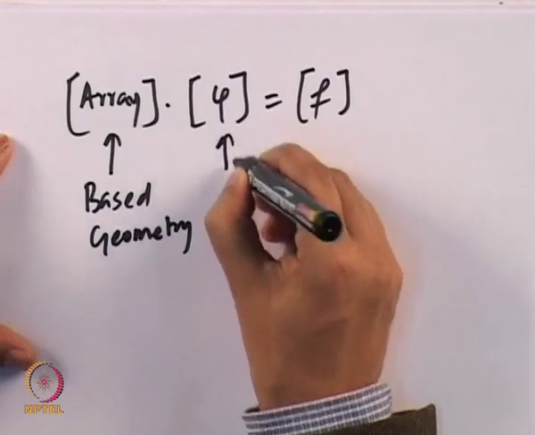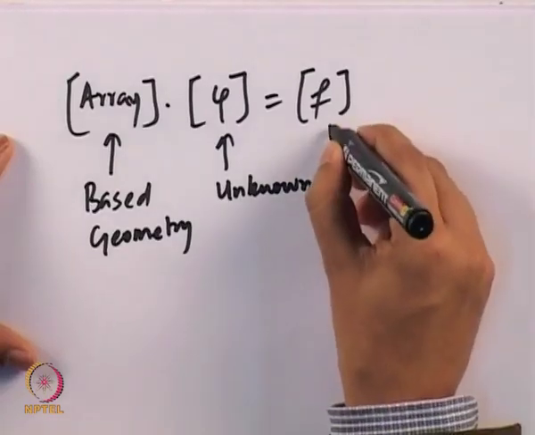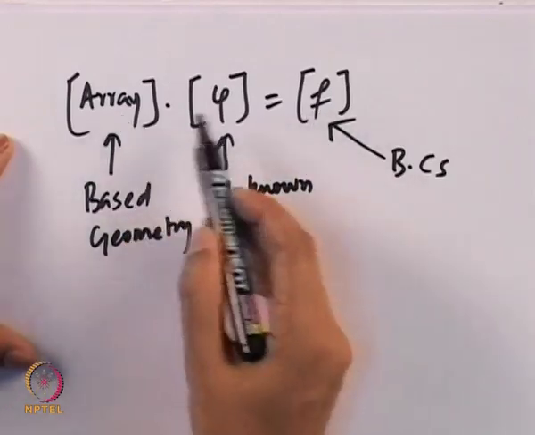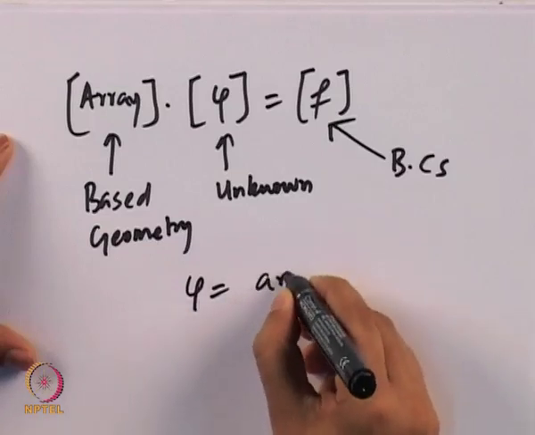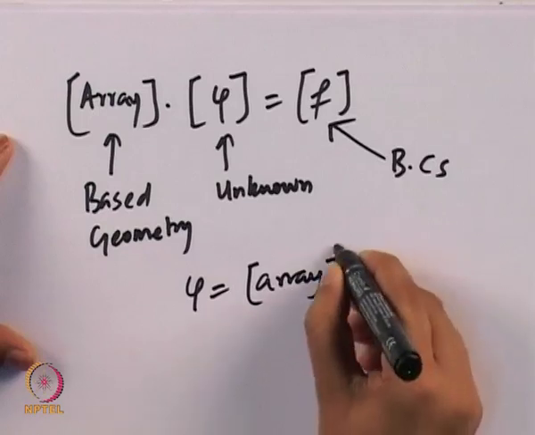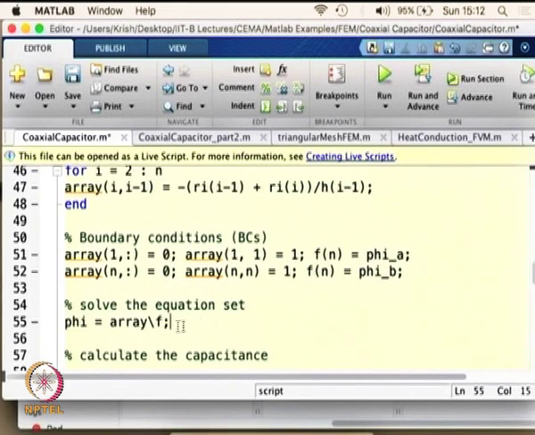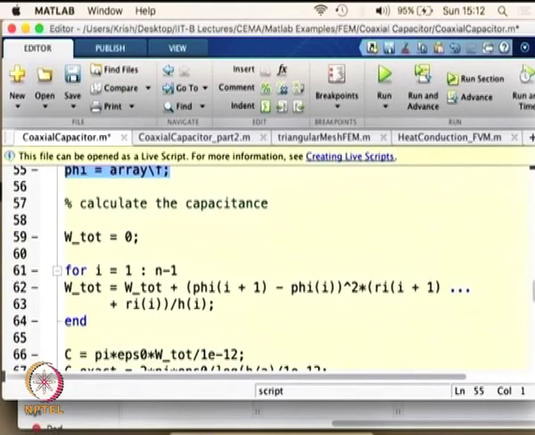And this is the unknown we are computing, and these are the boundary conditions we are setting. Once we know this one and this one, we can compute this one by taking the array inverse and multiplying it with F, and that is what you see in this code here. That is what you see in this line, and once we have that, we are going to compute the value of capacitance in a step by step manner.